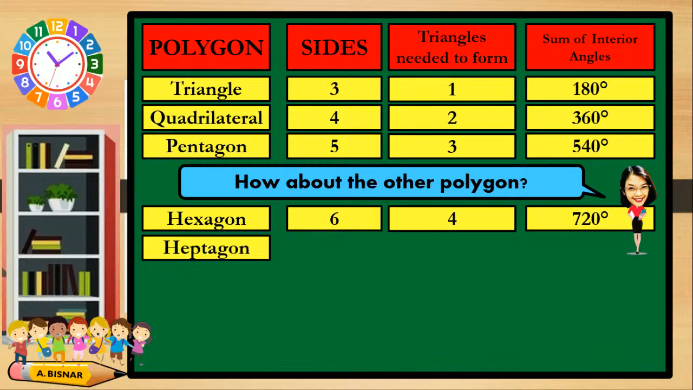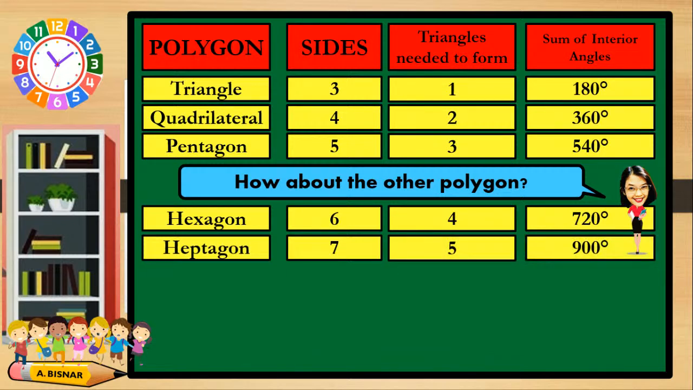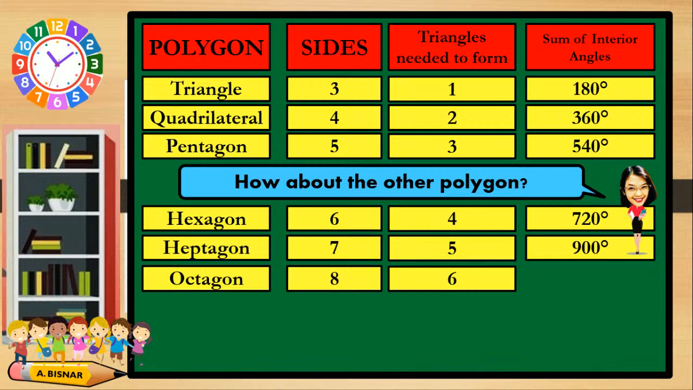Okay, let us check. It has 7 sides. Correct. Then the triangles needed to form this will be 5. And the sum will be 900. So, if you see some patterns, I'll just add the octagon. It has 8 sides. And the triangles needed to form an octagon is 6. And the sum is 1080 degrees.